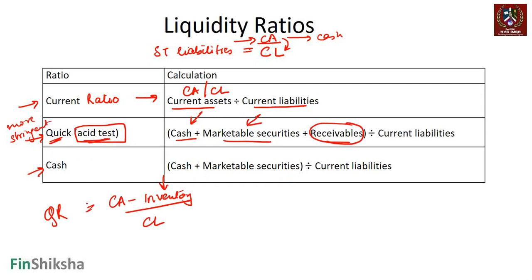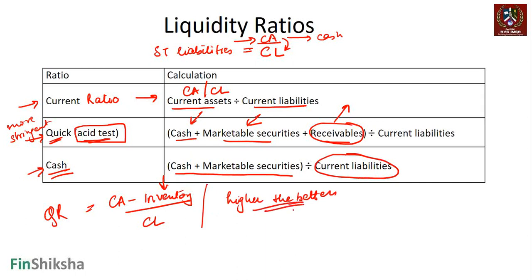If you want to become even more stringent, we use what is called the cash ratio, which says even receivables may be difficult to get quickly. So all you have is how much cash and marketable securities you have versus your current liabilities. Now, in general, the textbook definition, the way we are defining it, it would appear that higher is better. These numbers are higher the better. However, when we discuss cash flows, we will realize that this is not necessarily true.